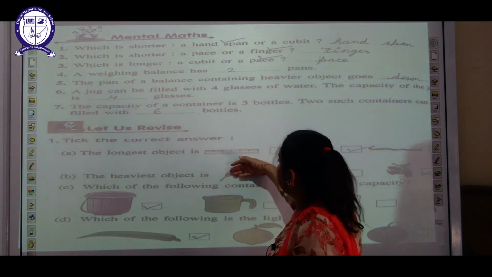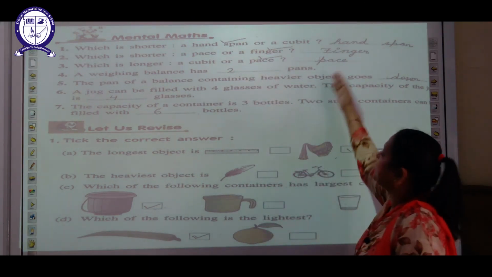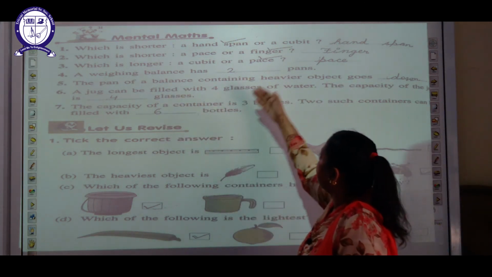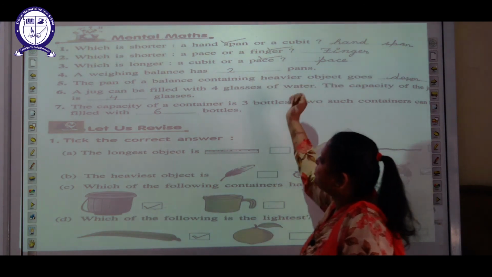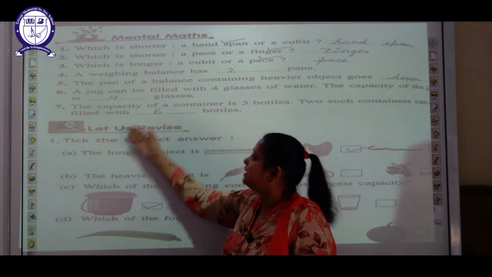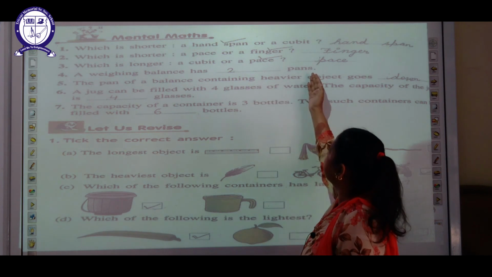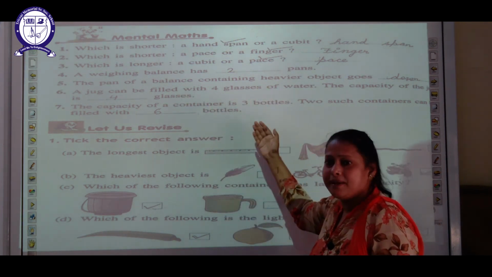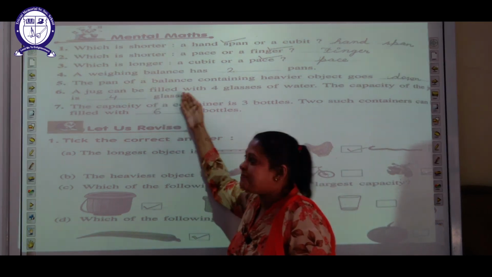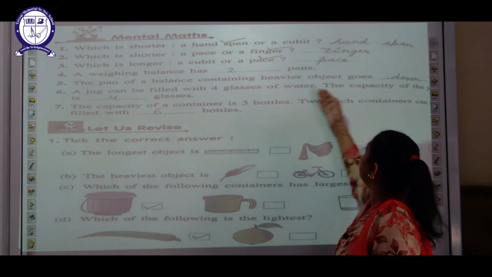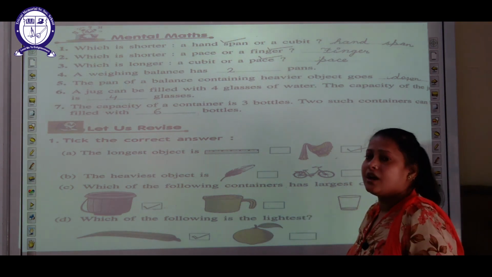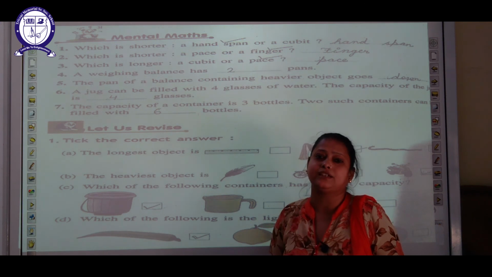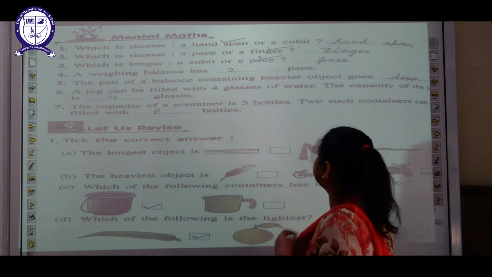Which is shorter, student? A handspan or a cubit? Handspan is shorter. And which is shorter, a pace or a finger? Finger is shorter. And which is longer, a cubit or a pace? Pace. A balance has dash pans. How many pans? 2. The pan of a balance containing the heavier object goes down. I already told you that the pan of a balance containing the heavier object goes down.